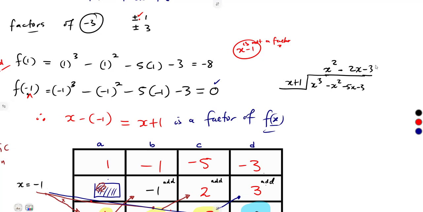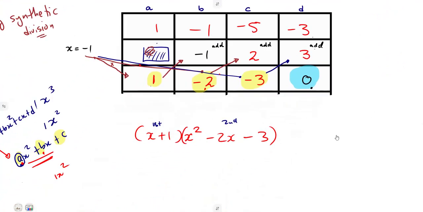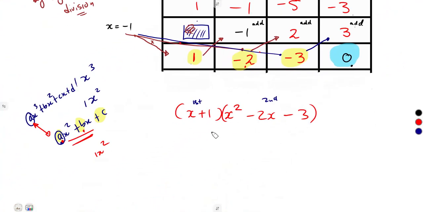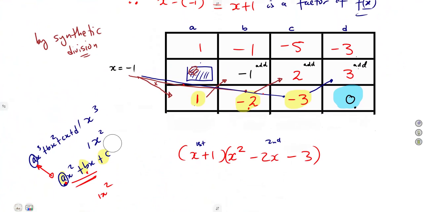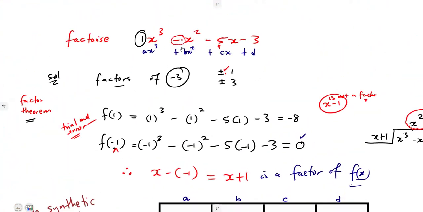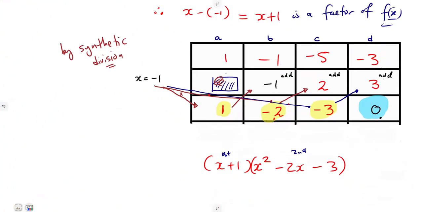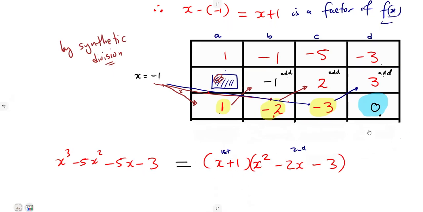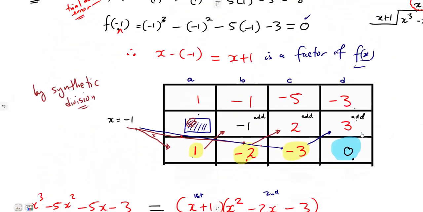I want you to try your long division, for those who understand long division. I want you to try and divide. You're going to see that this is the same quadratic expression that you are going to obtain, which is this one. So it means this is our f of x. From our original expression, this x cubed minus 5x squared minus 5x minus 3 is giving us these two brackets. So this is your synthetic division.